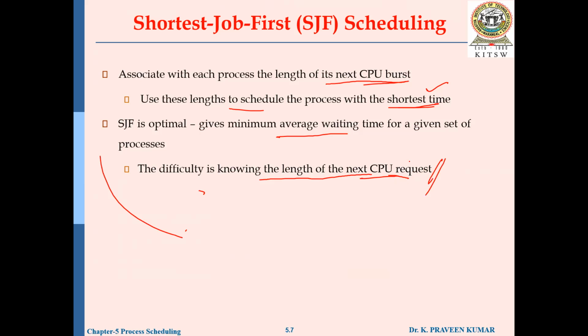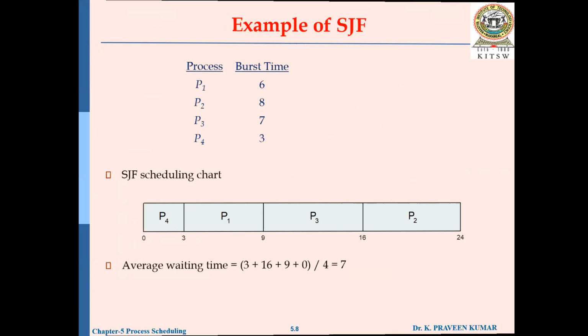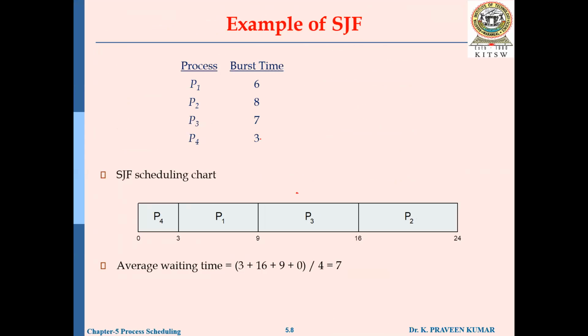Anyhow, we will discuss this drawback after completing a few examples. Let me go with an example. These are the processes and burst times given to us: 6, 8, 7, 3. Let us solve this.